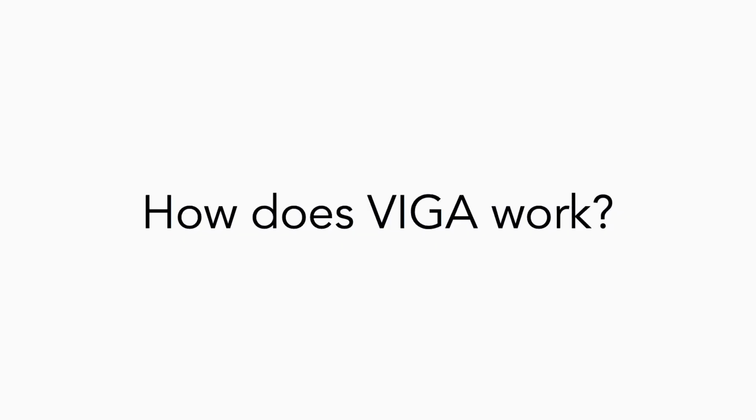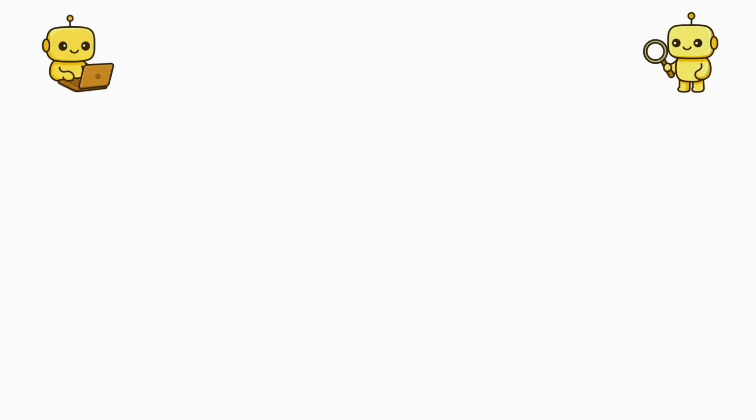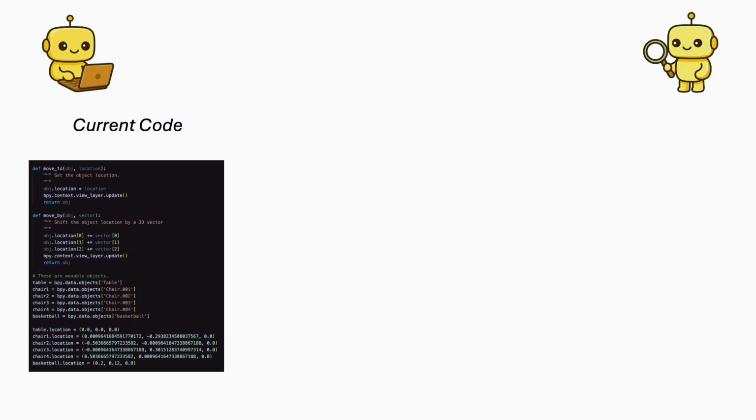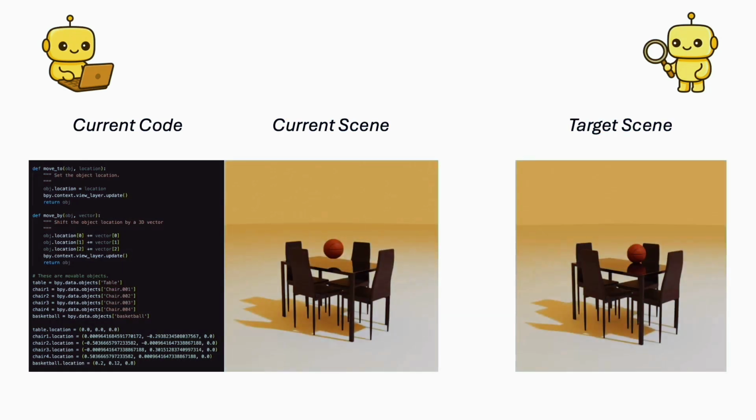How does VIGA work? Here's an example to explain. Suppose we're building a scene of a basketball placed on a table, and we are currently at an intermediate step. At this point, we have the current code that generates the current scene itself, and the target scene.